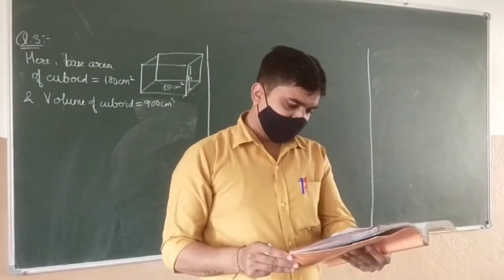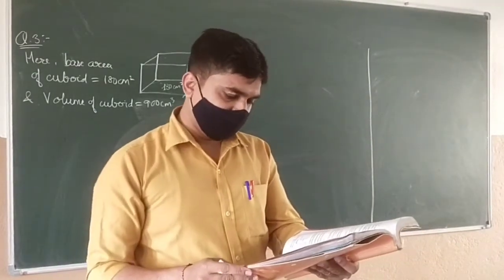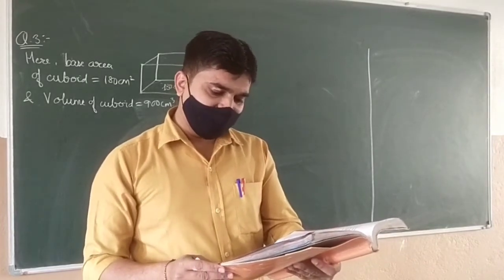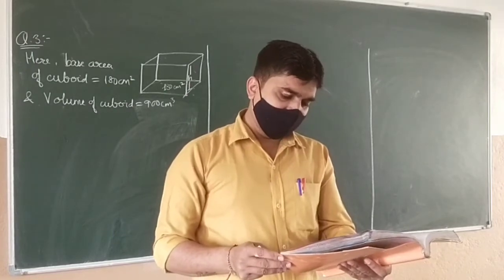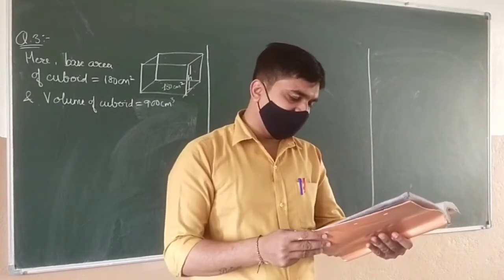Question number 3. Find the height of cuboid whose base area is 180 centimeter square and volume is 900 centimeter cube.